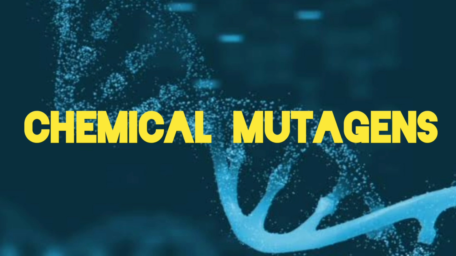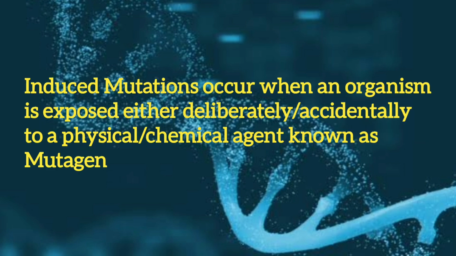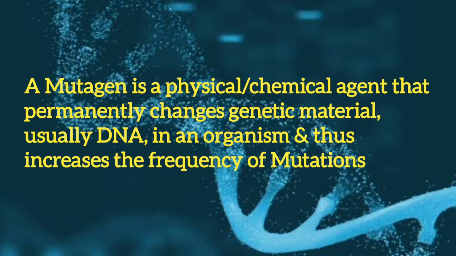Today I am going to discuss induced mutation by different chemicals. Induced mutations occur when an organism is exposed, either deliberately or accidentally, to a physical or chemical agent known as a mutagen. A mutagen is a physical or chemical agent that permanently changes genetic material, usually DNA, in an organism and thus increases the frequency of mutations.